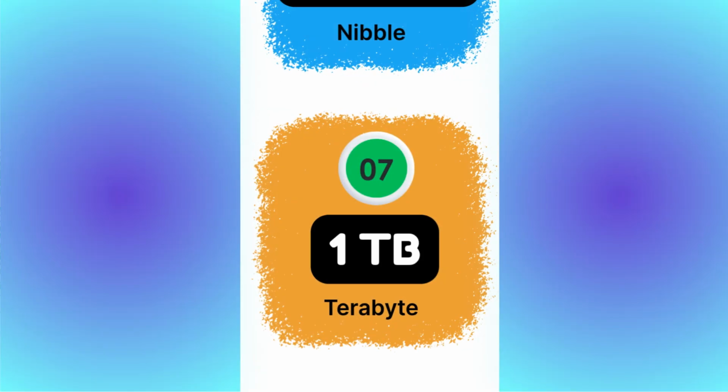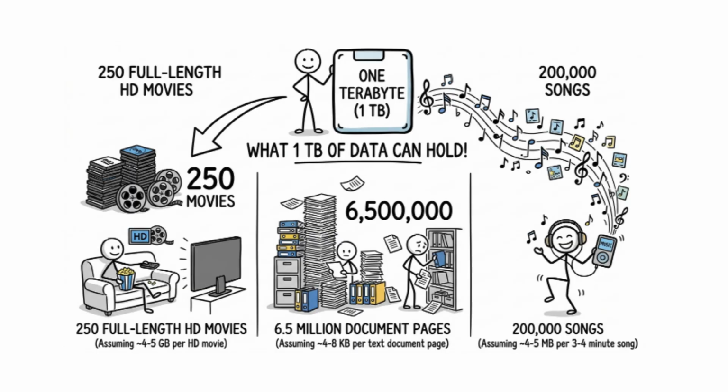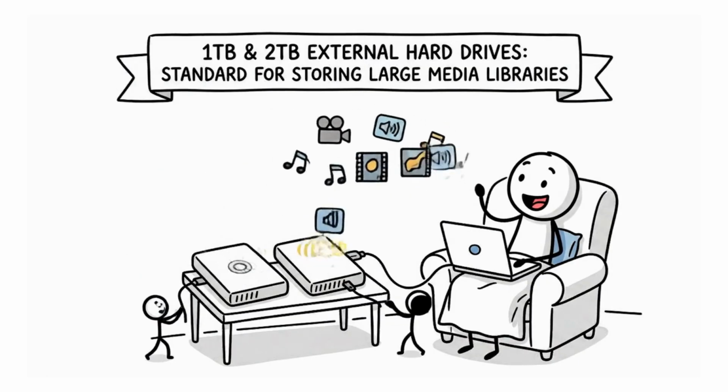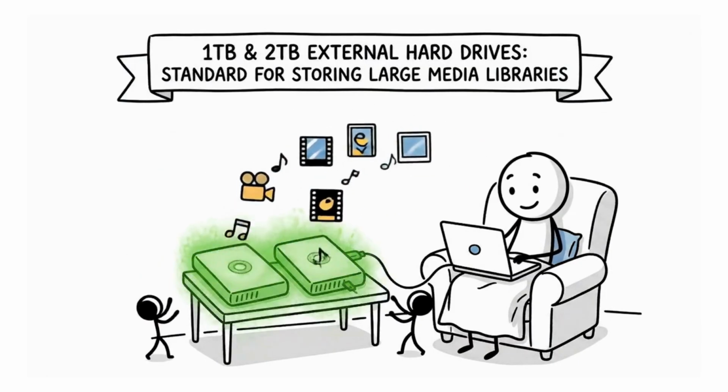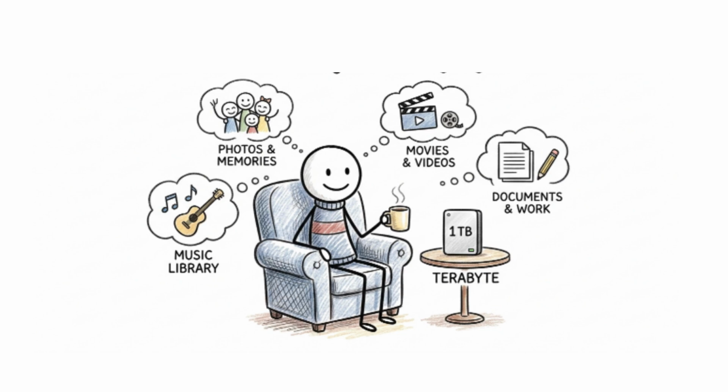Number 7, the terabyte. Step up to the terabyte, and we're talking serious storage, over 1 trillion bytes. 1 terabyte can hold approximately 250 full-length HD movies, 6.5 million document pages, or about 200,000 songs. External hard drives with 1 terabyte or 2 terabyte capacity have become standard for storing large media libraries, backing up computers, or working with video editing projects. For most people, a terabyte of storage is more than enough for everyday needs.